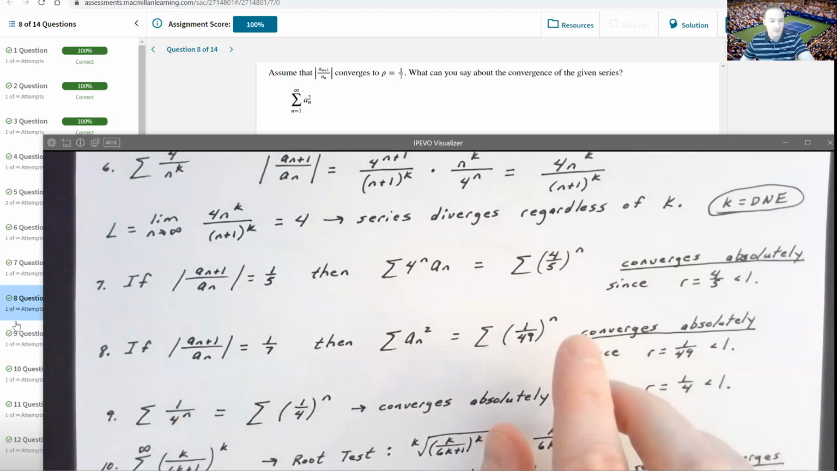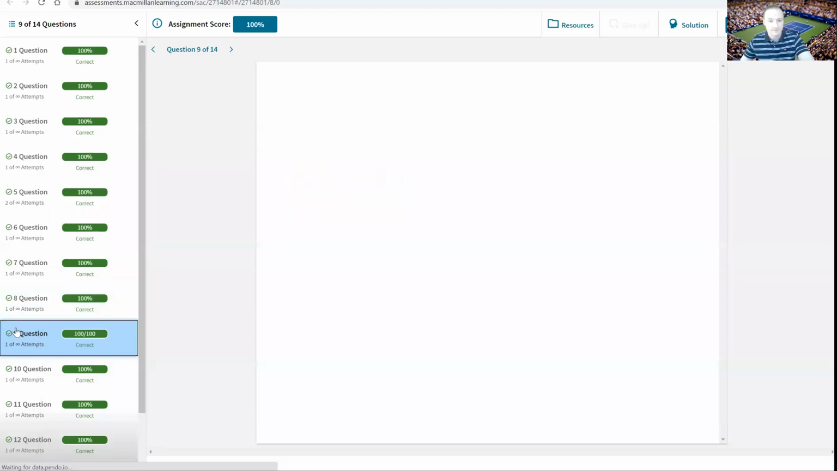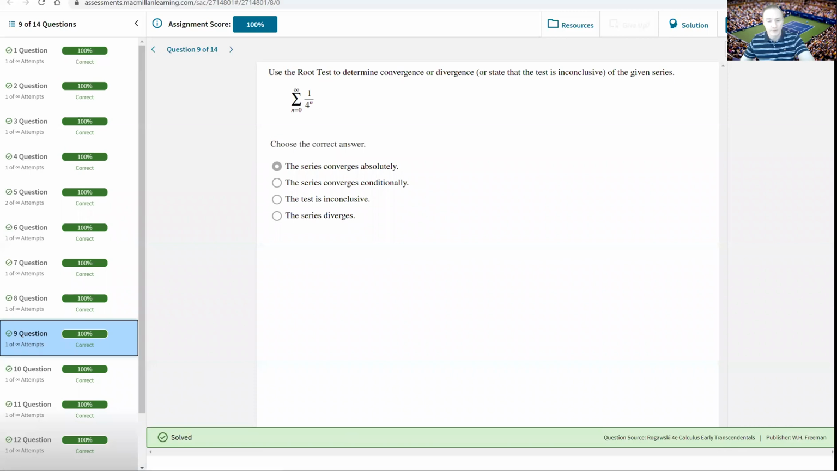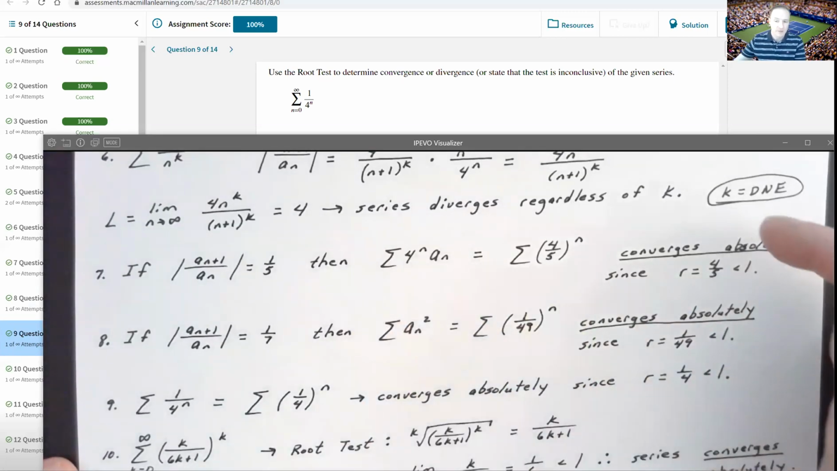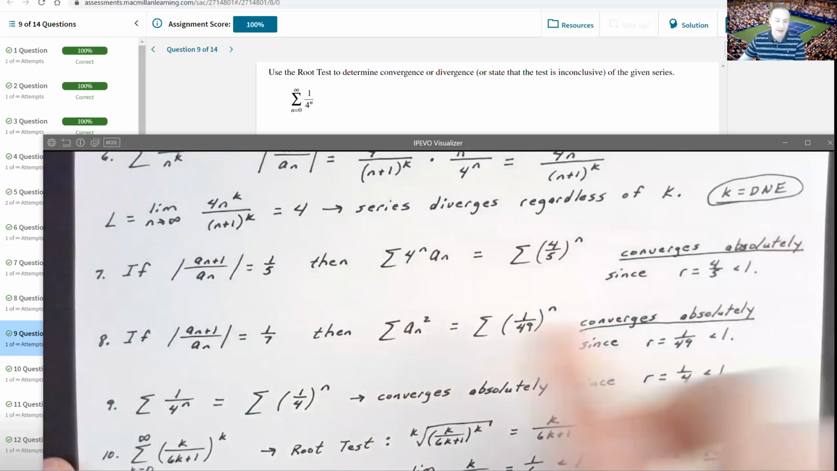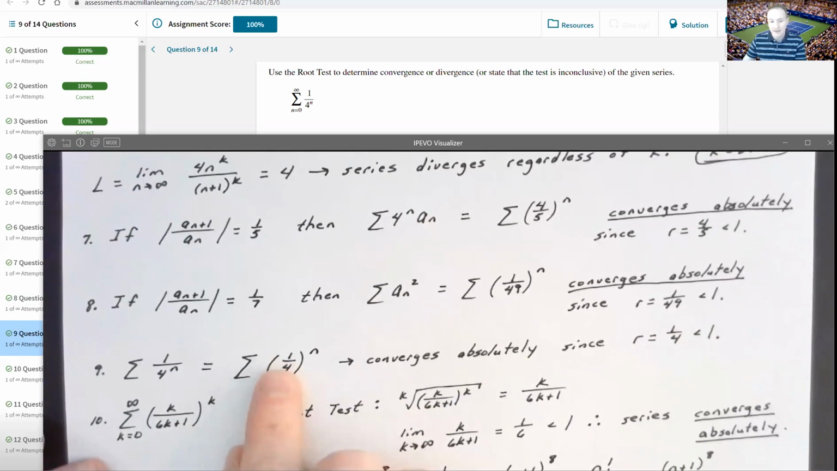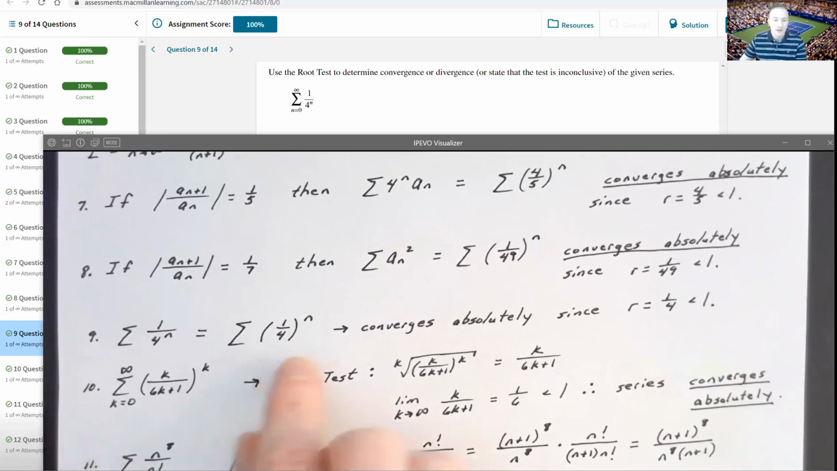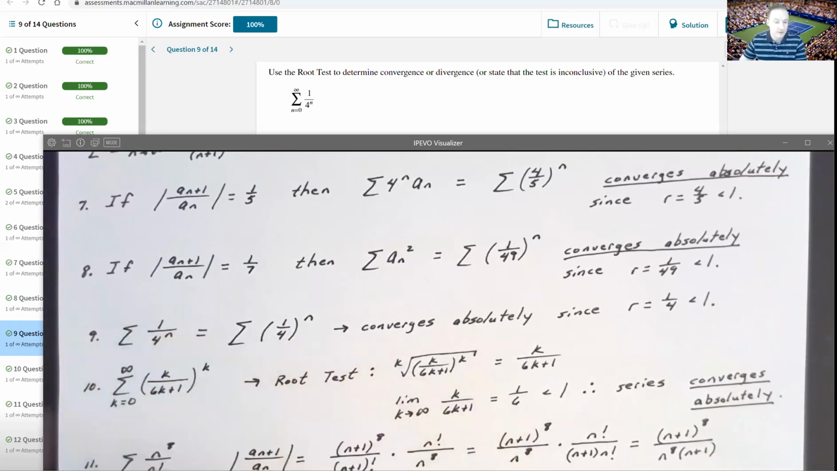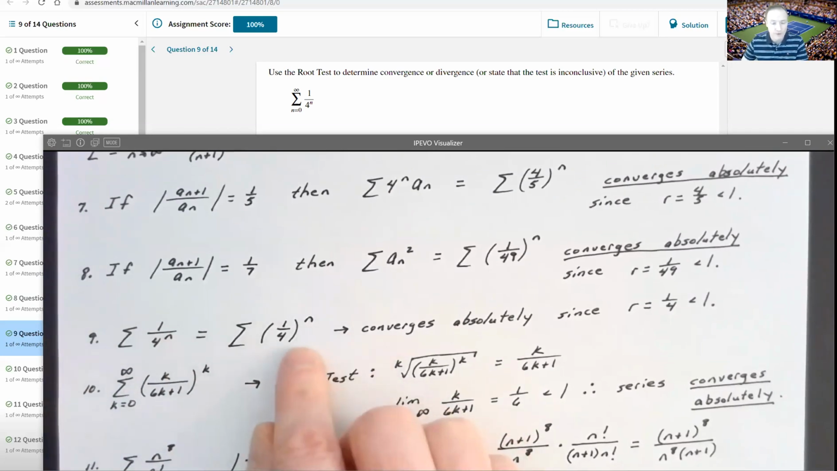For the next problem here, number 9. Oh, and this one's really quick. We have 1/4 to the n. Since I did geometric series tests for the last two, I kind of kept that on this one. Now, technically, the problem says root test, but root test is silly here. You just say 1/4 to the n. What do I know about 1/4 to the n? It's a geometric series with an R value of 1/4.